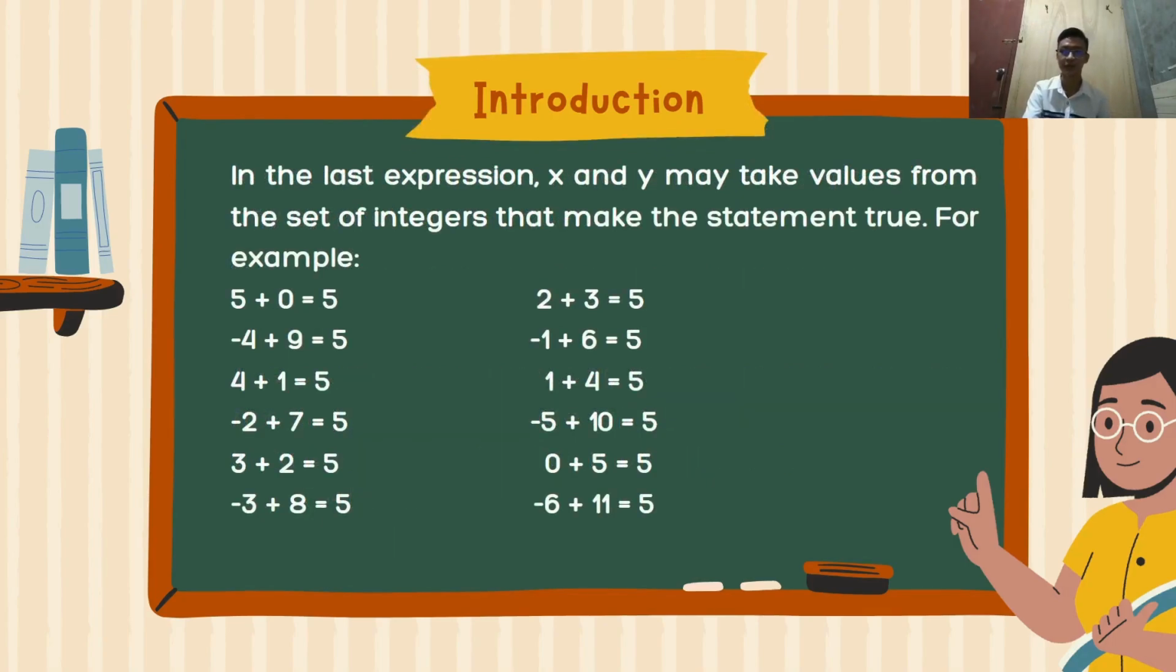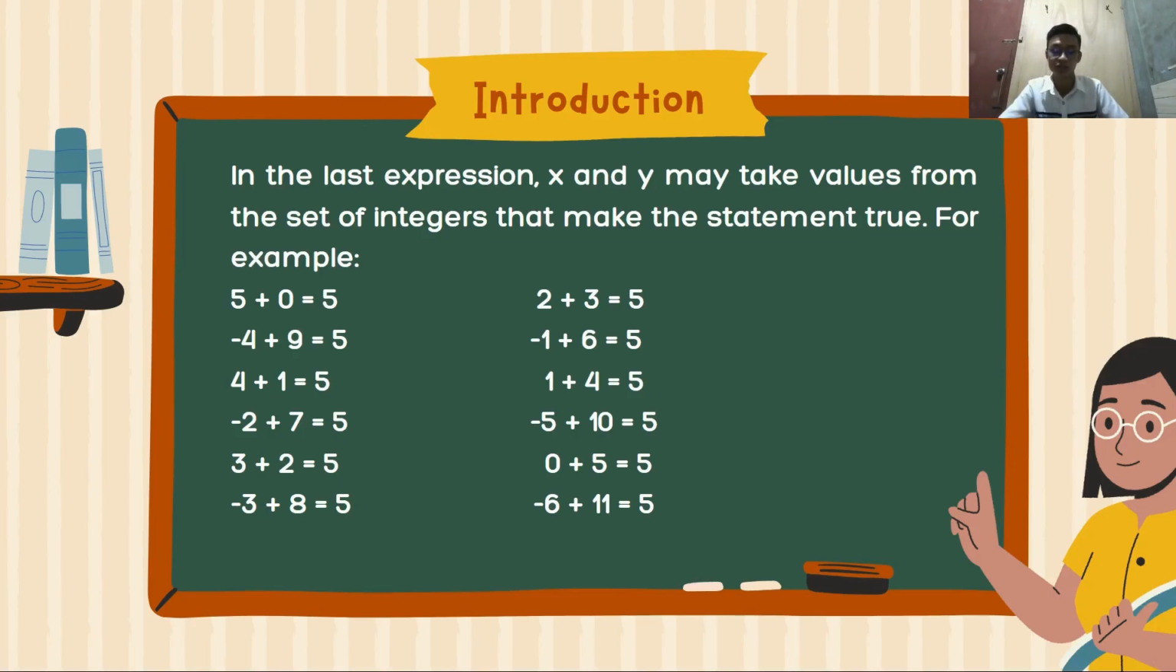Now, in the last expression, X and Y may take values from the set of integers that make the statement true. For example, 5 plus 0 is equal to 5. Meaning in the last expression, we can take values from the set of integers. We can substitute x to 5 and y to 0, so 5 plus 0 is equal to 5. Secondly, negative 4 plus 9 is equal to 5. Also, 4 plus 1 is equal to 5. Negative 2 plus 7 is equal to 5.